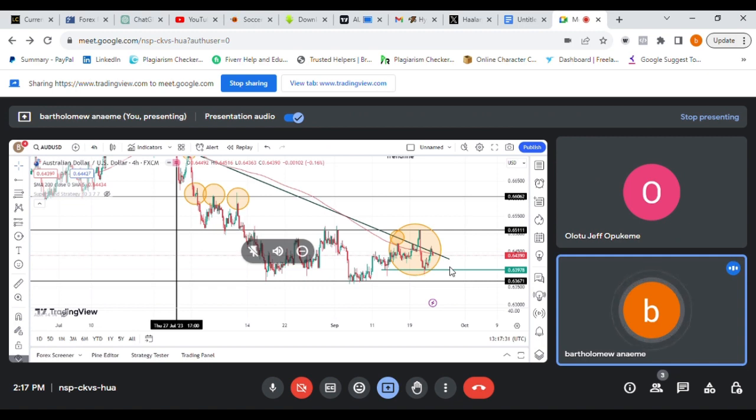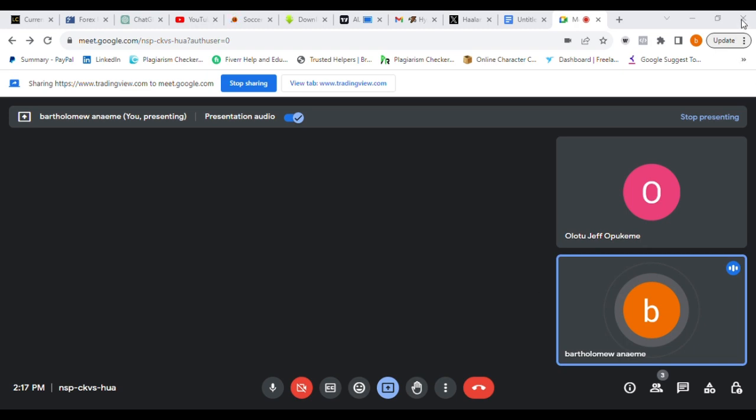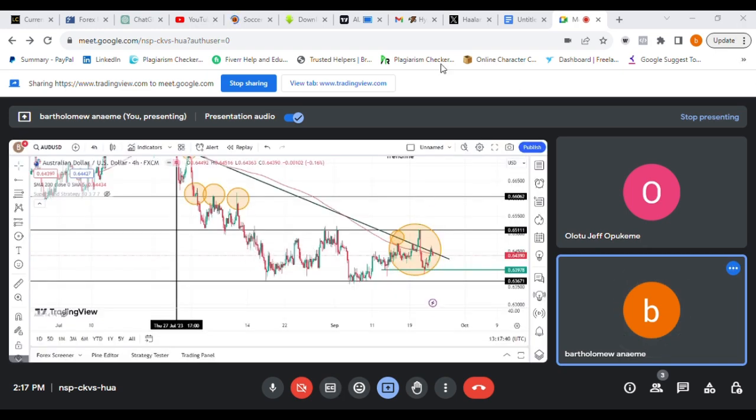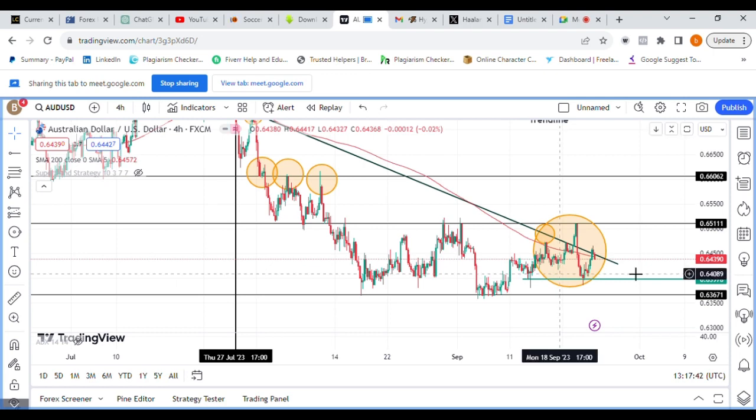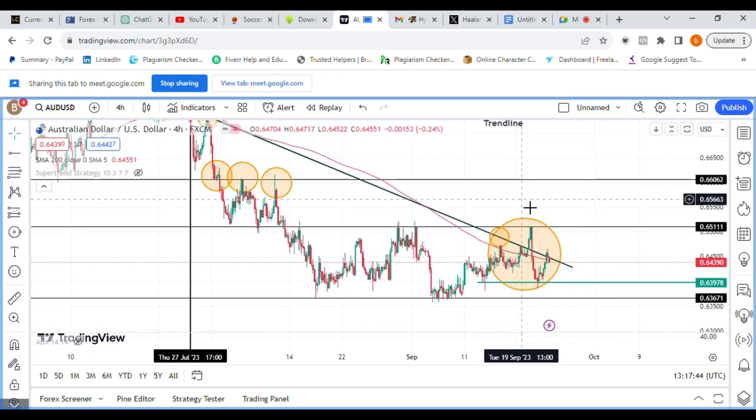Okay. So you should be taking your partial profit at that point. Then you move your stop loss to break even. Understand?